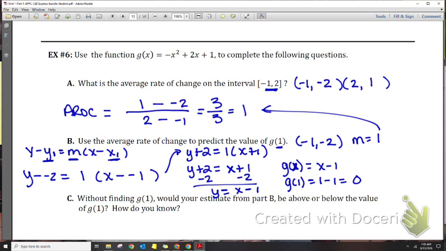All right, without finding g of 1, would your estimate from part B be above or below the value of g of 1, and how do you know? All right, well, let's think about this. So if we look at our equation, it's quadratic and it's negative, so we know it's going to open down.